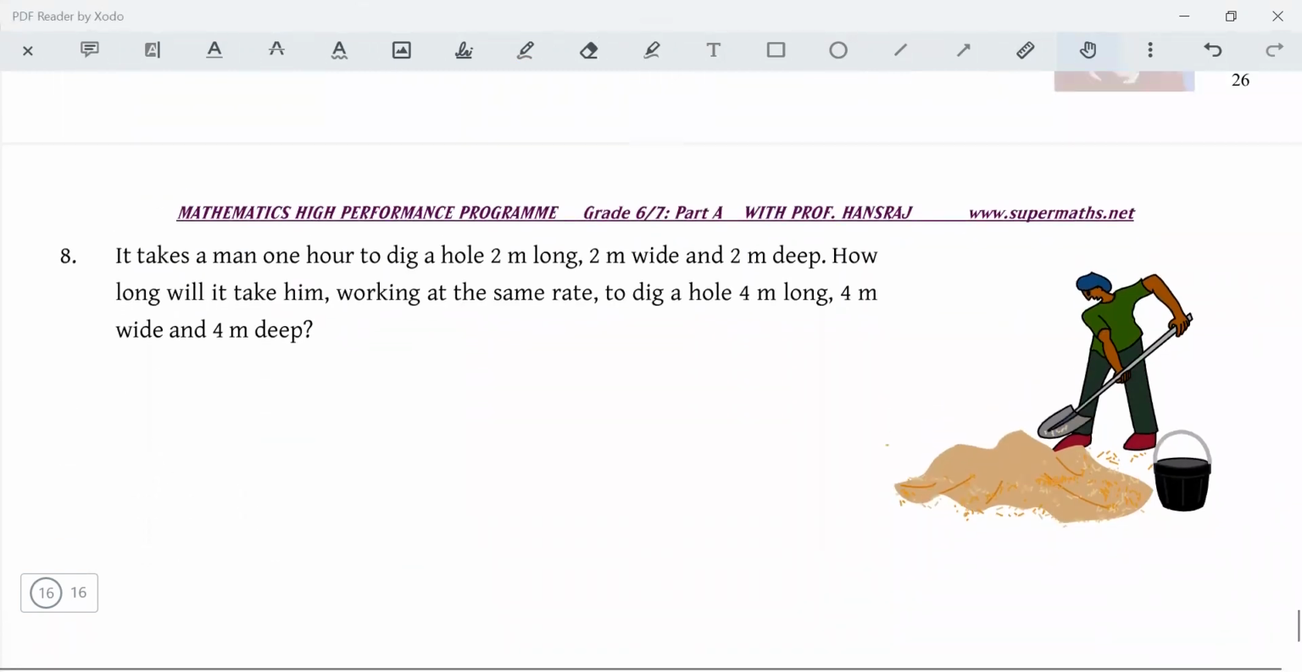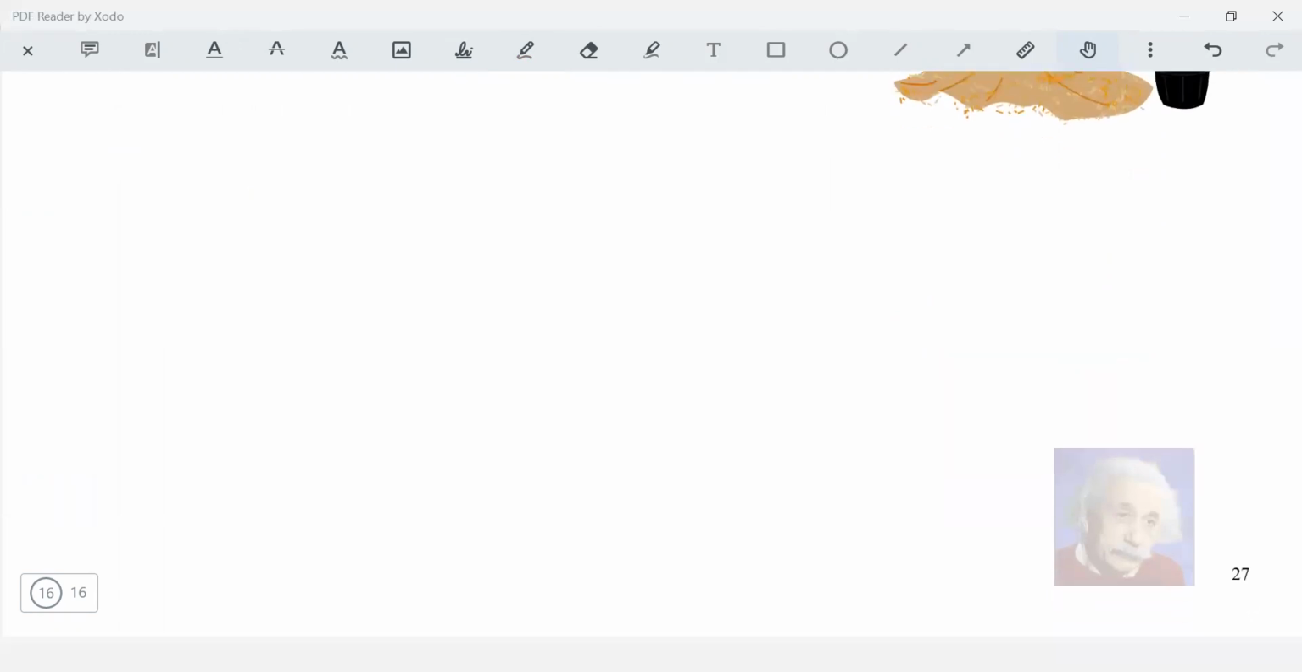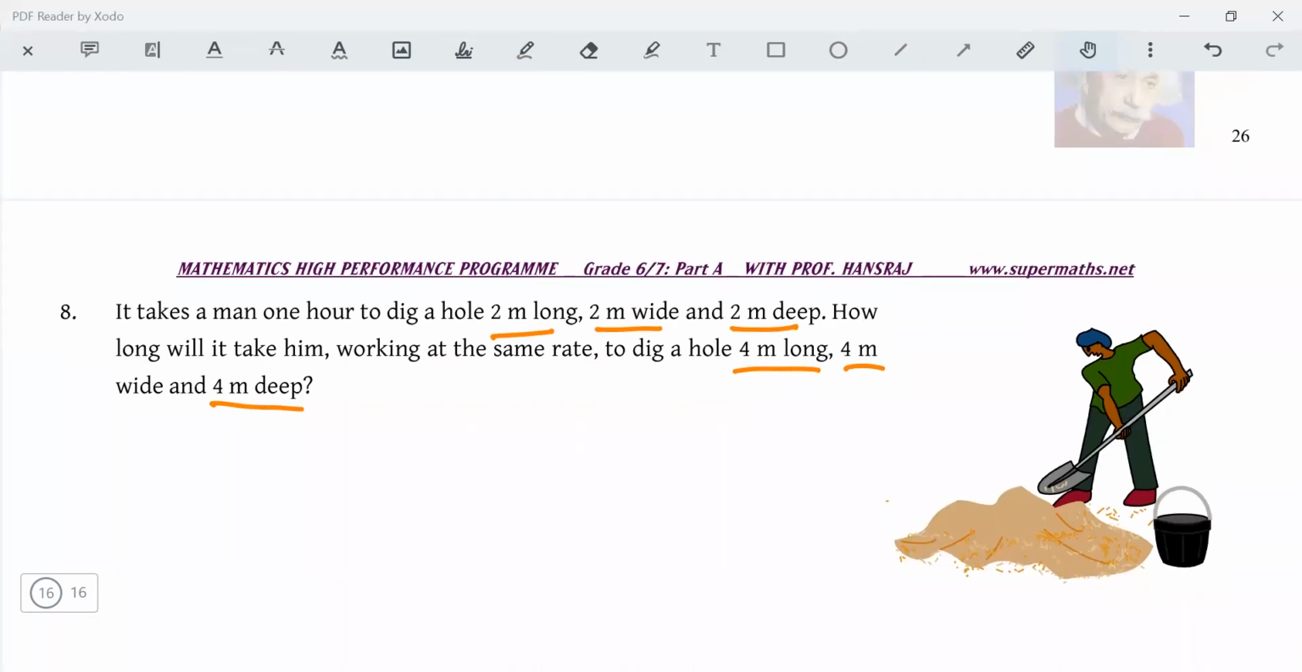Then it takes a man 1 hour to dig a hole 2 meters long, 2 meters wide, and 2 meters deep. How long will it take him, working at the same rate, to dig a hole 4 meters long, 4 meters wide, and 4 meters deep? So 2 meters becomes 4 meters. So do you think the answer will be double? Well, think very carefully about this. He's not only digging straight down, he has to dig sideways as well. So he's got more work to do, and so he might need more time than just 2 hours. So think through that problem and see if you can come up with a solution on your own to the number of hours he needs to dig such a hole.